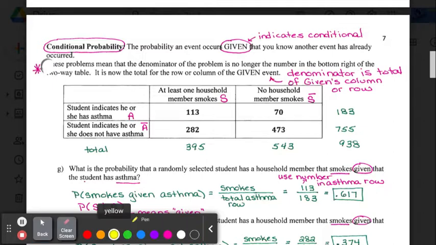So we did probability on the first page, but now we're doing conditional probability. It's a probability of an event given. When you see the word given, that means you're doing something a little bit different. A lot of times you'll see the word given, but sometimes they also use the word if. In real life, that happens more.